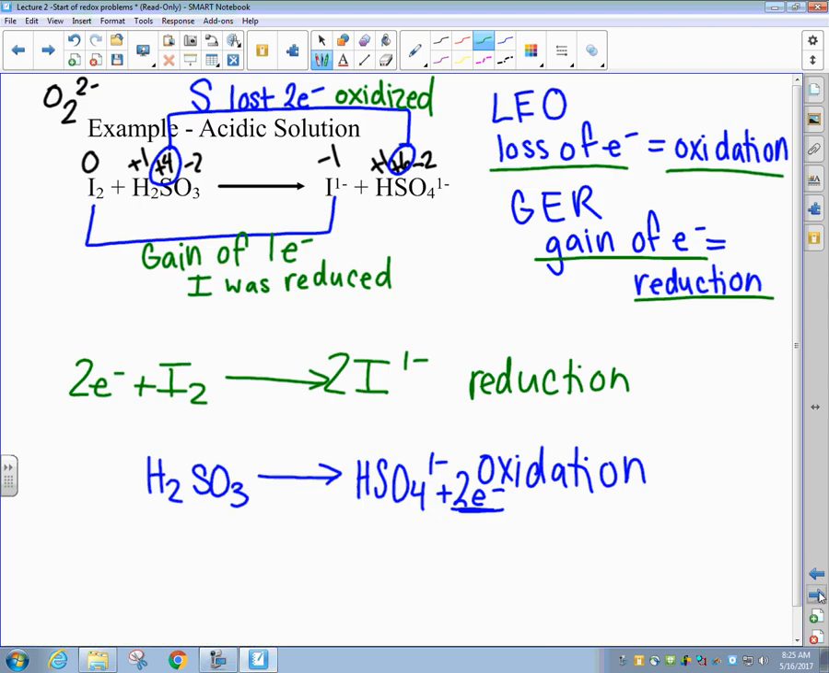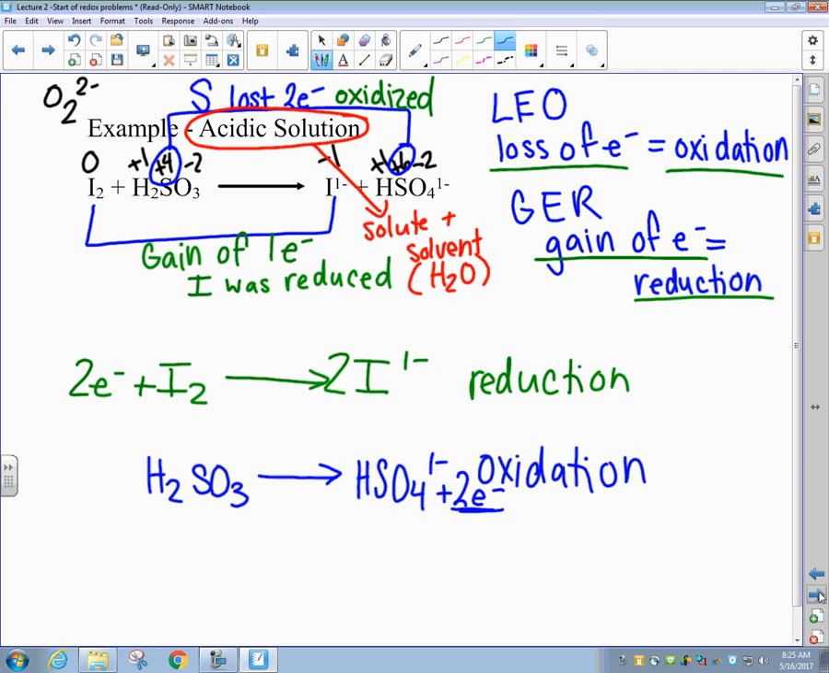Now, this is an okay thing to do because if we look at the top of our page here, it says that this is an acidic solution. A solution is composed of a solute and a solvent. The majority of the time, like 99.9% of the time in this class, our solvent is water. So we know that because this is an acidic solution and it's aqueous, there's plenty of water to go around. So it's okay to add water in order to balance oxygen.